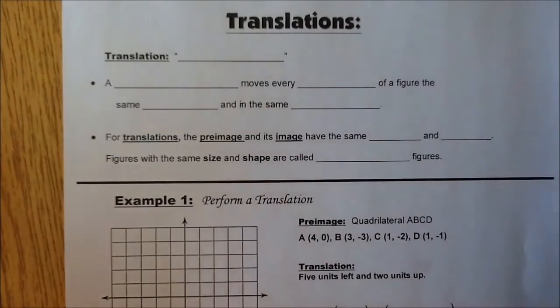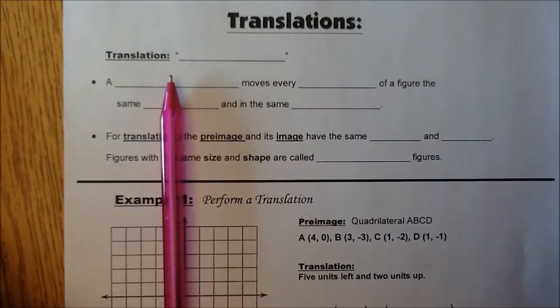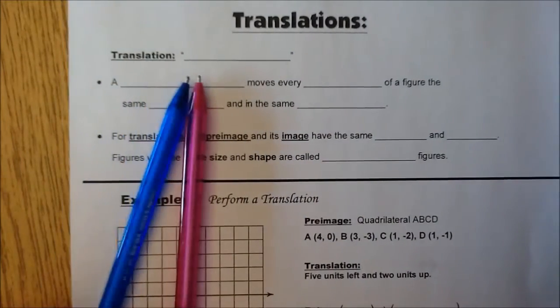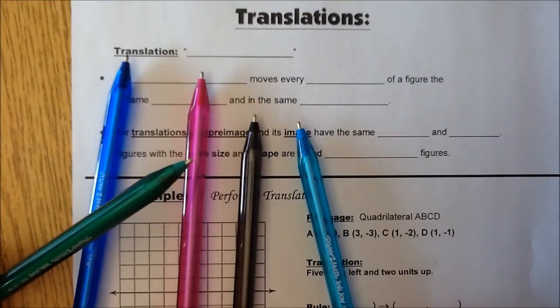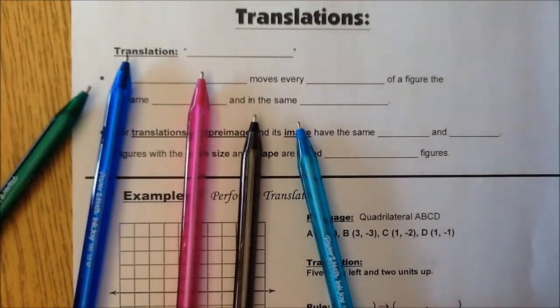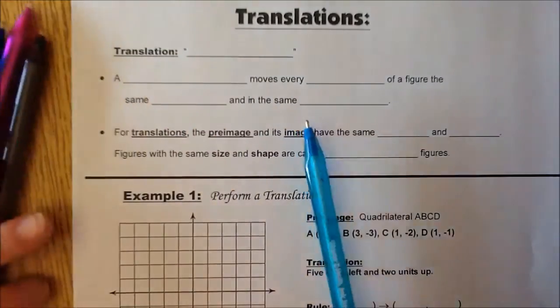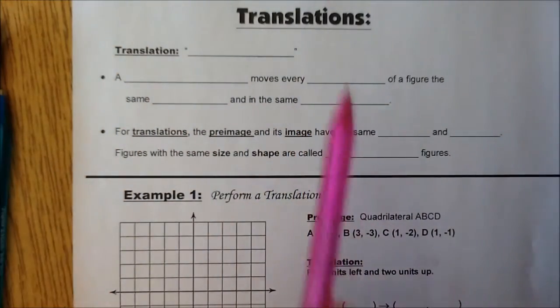Right, transformations. We're going to use the same color pens we had before. We have pink, dark blue, black, light blue, and green. And we don't need orange this time. All right, the first of the transformations we're going to talk about is a translation.